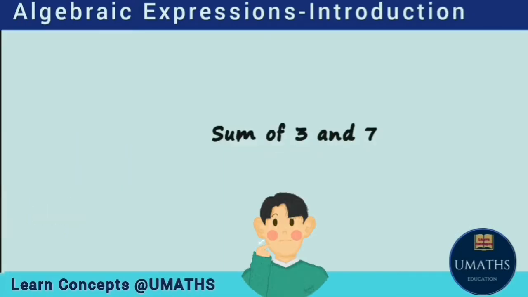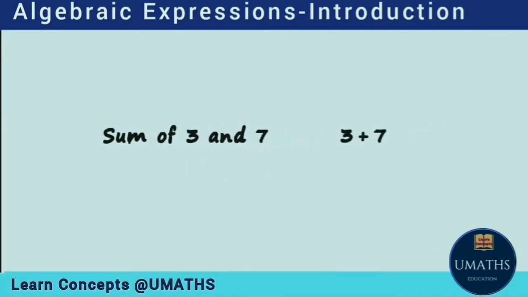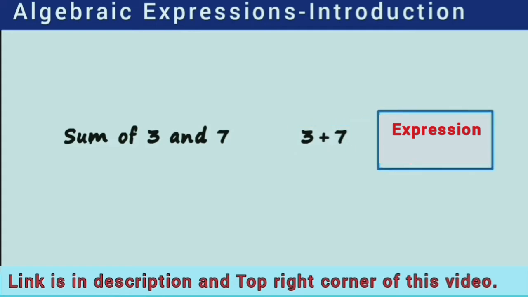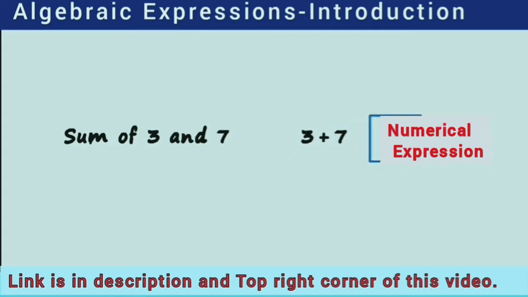How do we write the sum of 3 and 7 in a mathematical way? The word sum means addition and we can write this as 3 plus 7. This is an expression and as it has only numbers in it, it's called a numerical expression. We know this, right students?